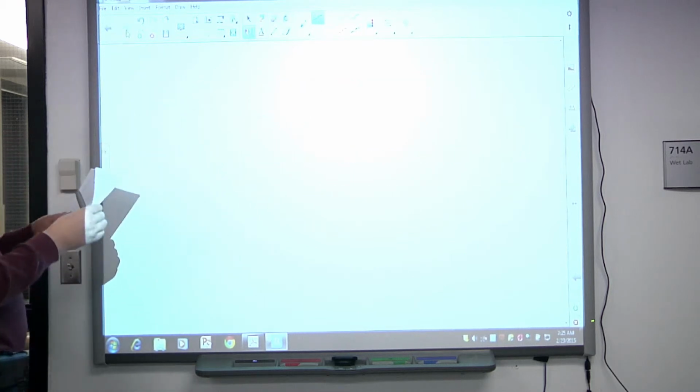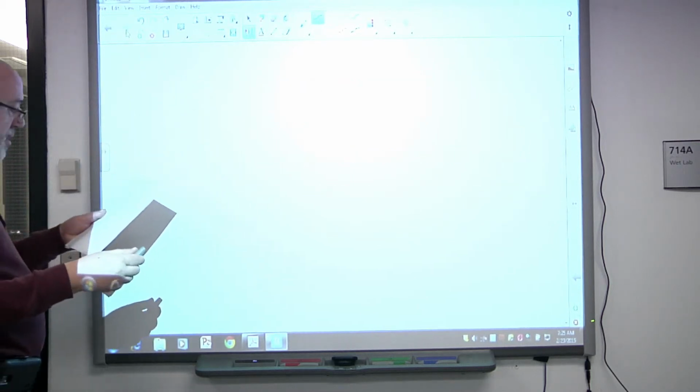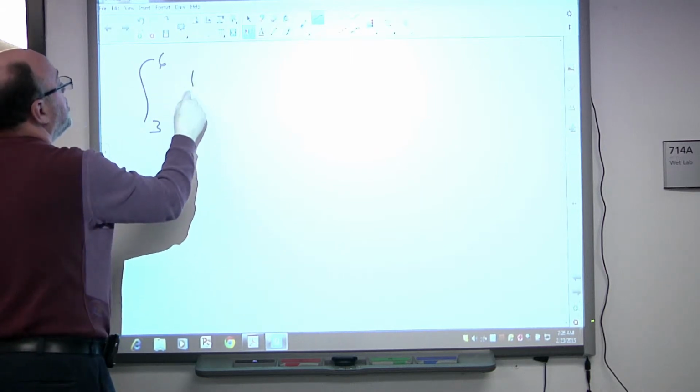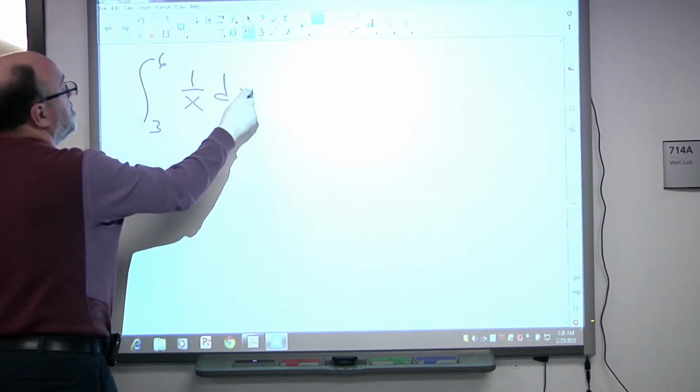So, let's look at some more definite integral questions. So, we've got this from 3 to 6 of 1 over x dx.